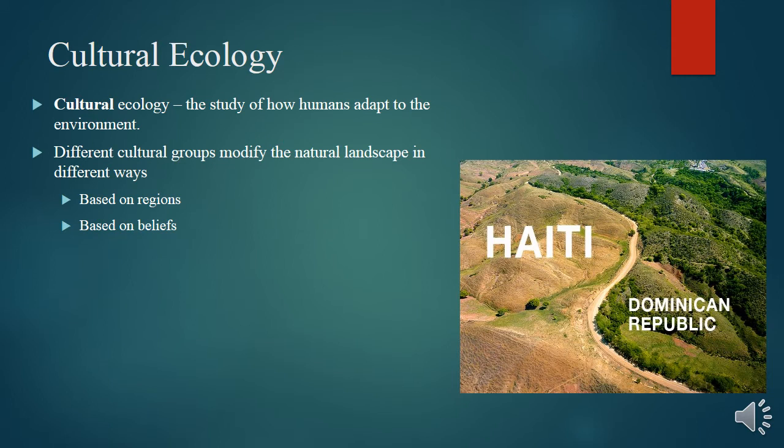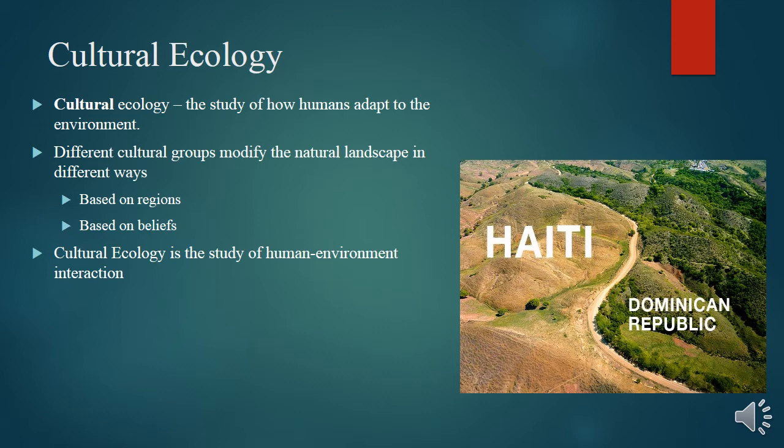That whole area of studying, when geographers look at that, is referred to as cultural ecology. All right, cultural ecology refers to the study of how humans adapt to the environment. And it's the idea that different cultural groups sort of modify the natural landscape in different ways, based on regions, based on belief systems, based on the availability of resources. Cultural ecology looks at how humans and the environment are interacting and how that might vary from culture to culture. Like Pocahontas's culture versus John Smith's, right?